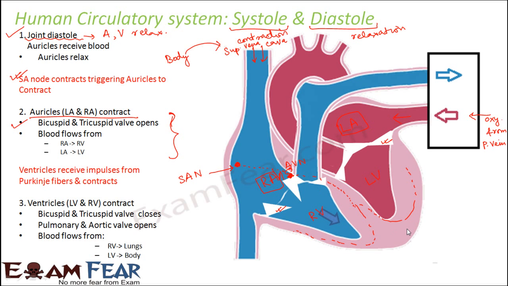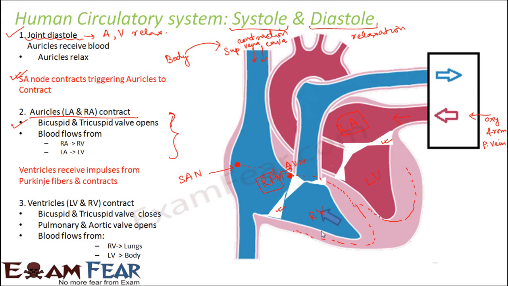Okay. So now these signals reach the ventricles through the Purkinje fibers. Now once the ventricle recognizes this impulse, the ventricles also tend to contract. Now what happens when the ventricles contract? Now please remember that as soon as all the blood has entered into the ventricles, this valve closes, that is the bicuspid and the tricuspid valve will close. Now once these valves have closed, after that what happens, the ventricles receive the electrical impulses through the Purkinje fibers and they tend to contract.